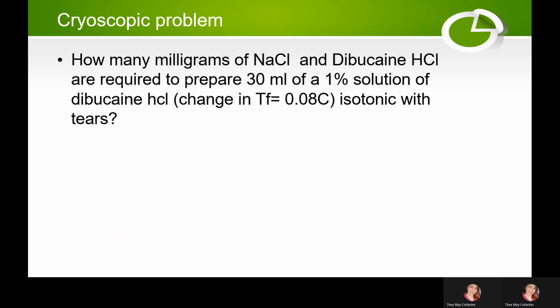So, let's start. Problem number 1, how many milligrams of NaCl and dibutane HCl are required to prepare 30 ml of a 1% solution of dibutane HCl, which has the change in TF, which is isotonic now with tears. So it is a cryoscopic method because we are depending on the freezing point depression of your sodium chloride or your isotonic sodium chloride solution, which is again your 0.52.